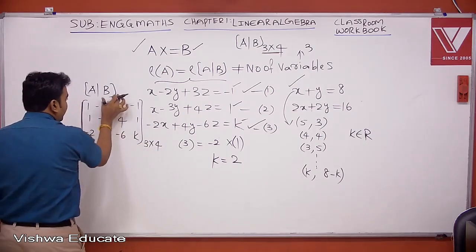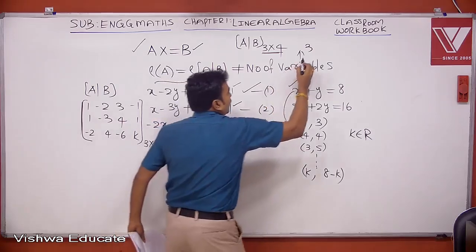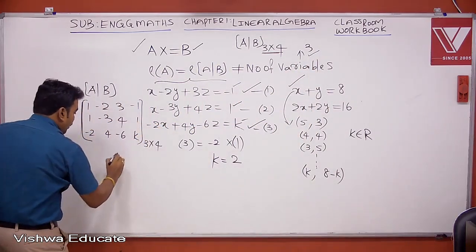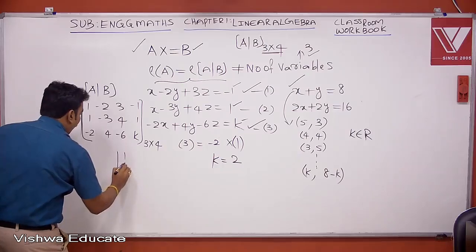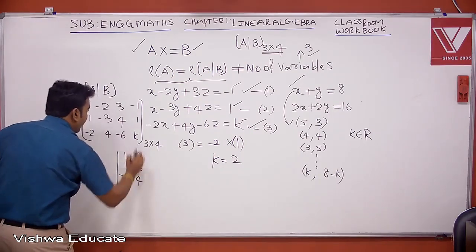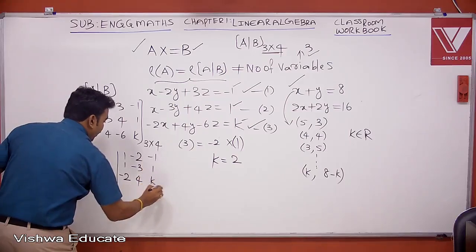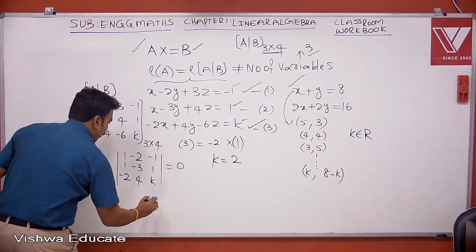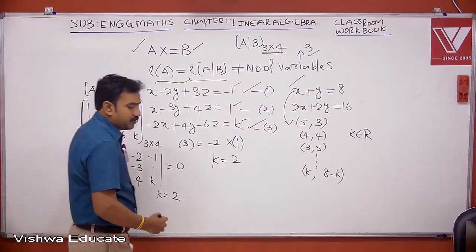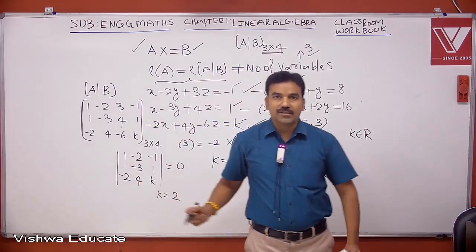Since its rank should not match 3, every 3 by 3 submatrix of this has 0 determinant value. So as a sample, you can take 1, 1, for example, minus 2. You can take minus 2, minus 3, 4, and minus 1, 1, K, and make this determinant equal to 0. You will get K value equal to 2, like this. Note this.